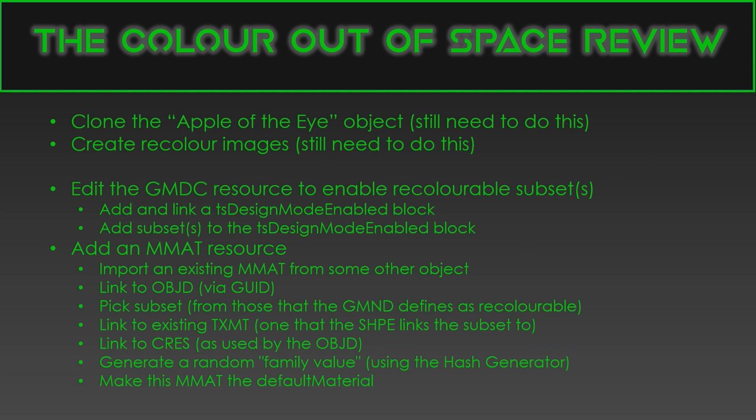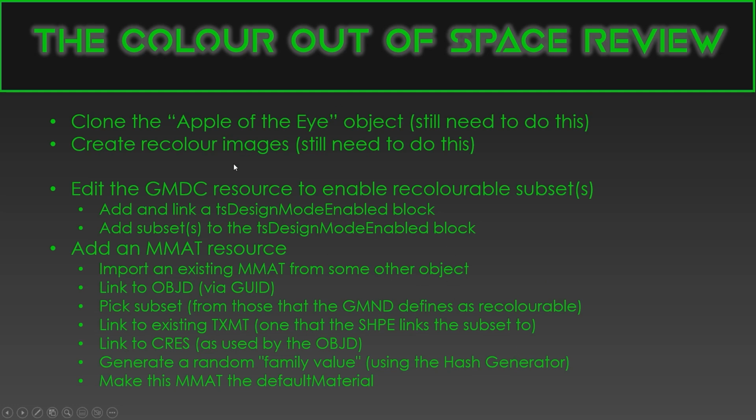But what Jason then had to do was, in his GMDC, he had to manually add a TS design block, remember to link it in and enable it, find the subsets in the GMND resource, possibly the other way around, copy and paste them across, set them all up, then import an MMAT, link it to the object, so he needed to know the GUID, pick the subset, link it to an existing TXMAT, so he had to cut and paste the name. Nope, don't need to do any of this. It's going to do it automatically. It will create family values using a hash generator for you, so you don't even need to remember to change those.